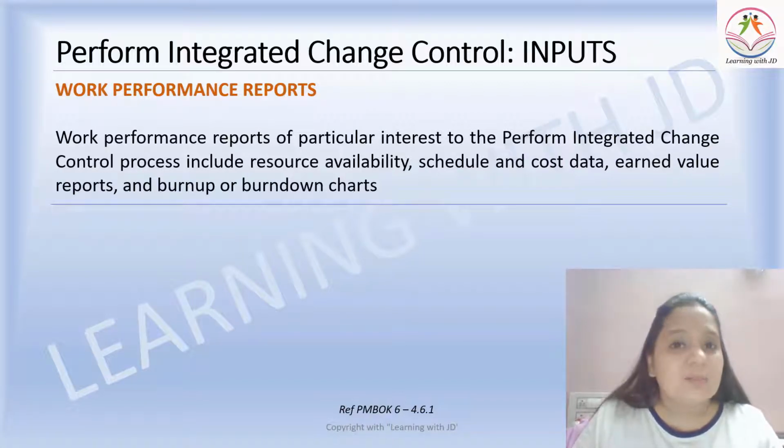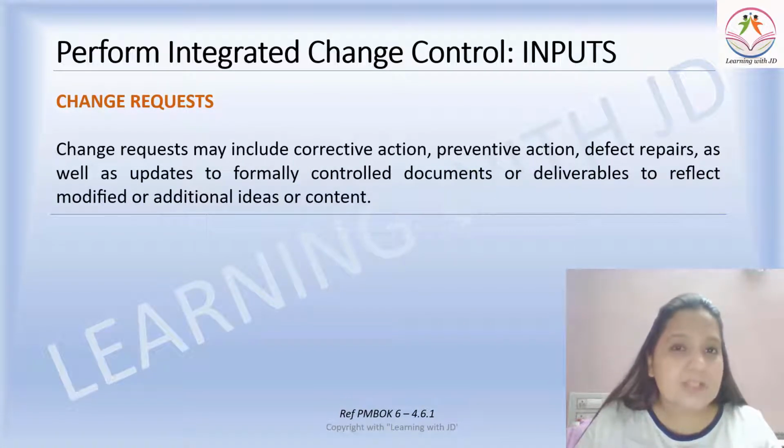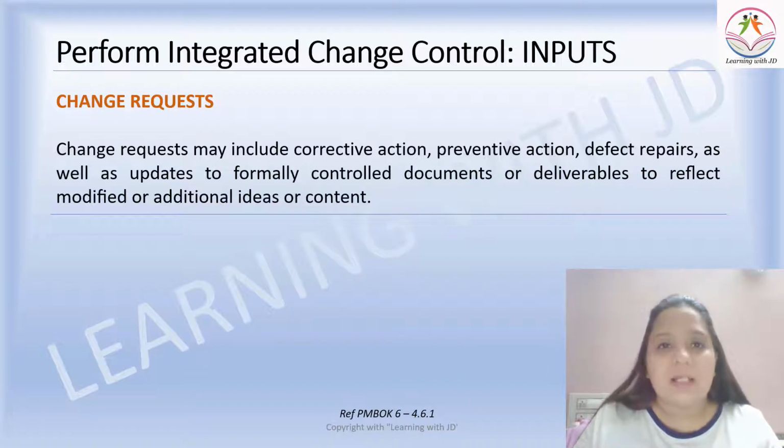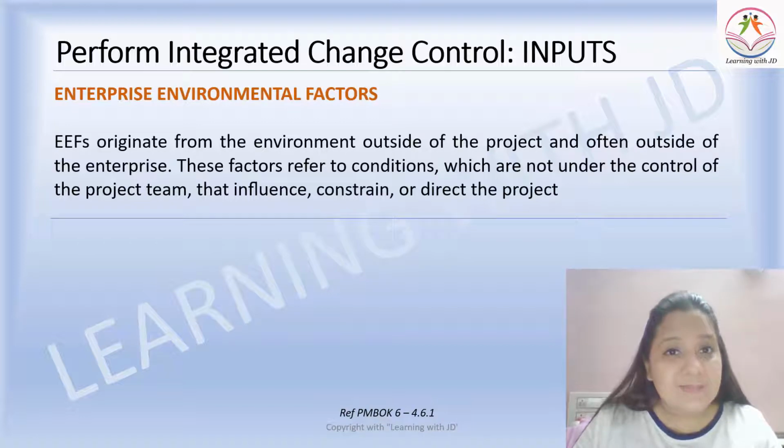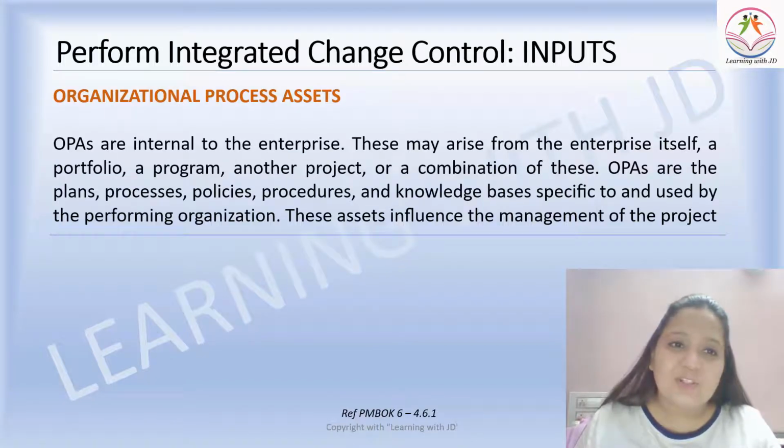It is nothing but giving a brief about where the project is progressing, what the status of the project is, and how we manage the changes that are coming up. And some of the documents that you also need is your change request. You remember change request is also an output from monitor and control project work. Change requests may include corrective action, preventive action, defect repair. These are all the changes that may come up during the course of your project. You also need your EEFs. EEFs originate from outside the project and outside the enterprise. The project team does not have control over that. And you also need your OPAs.